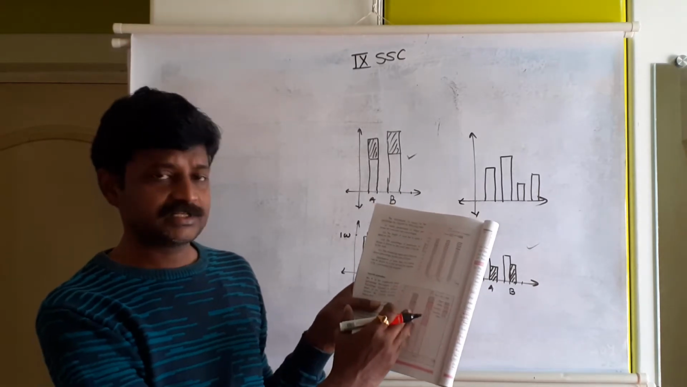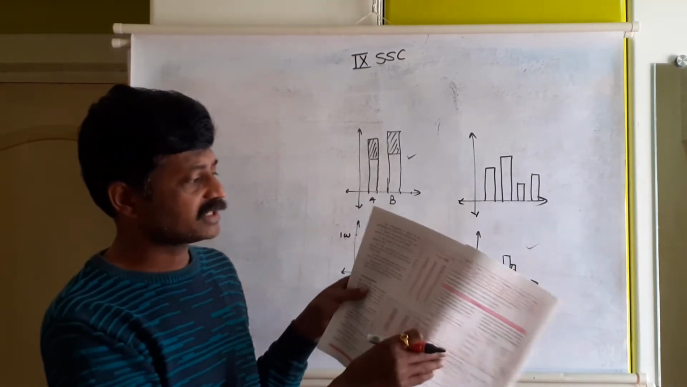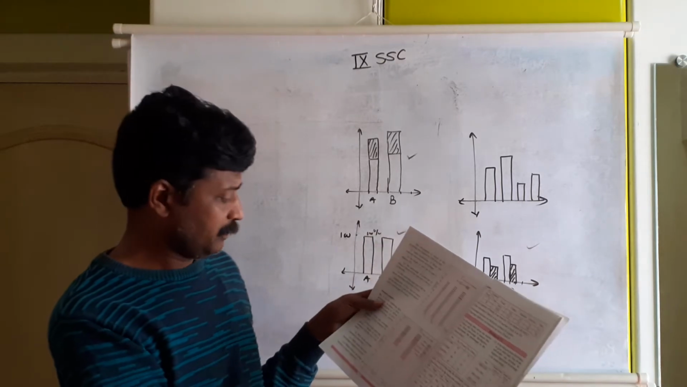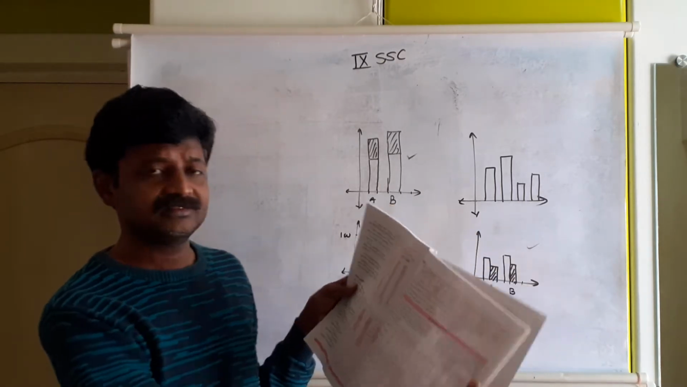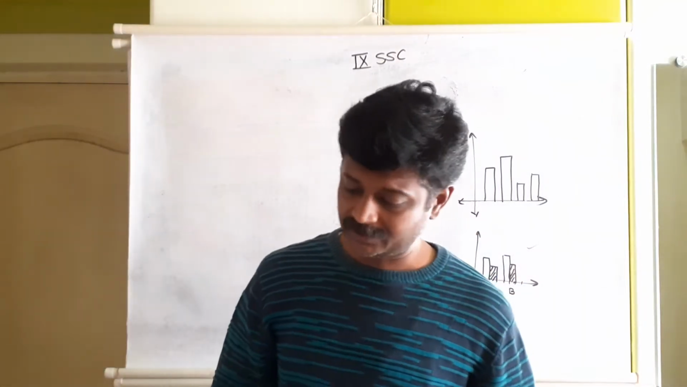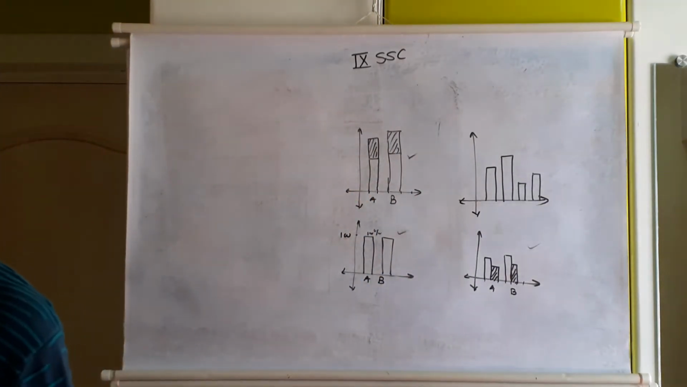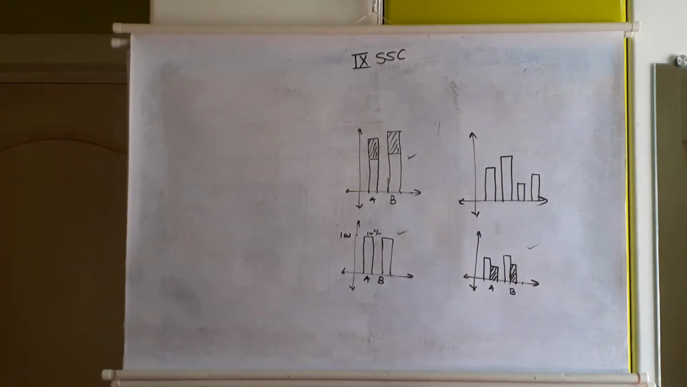That is also a percentage bar graph. Based on this, question answers are there. Based on this some questions are asked, and that is shown on the next page. So these are the 4 types of bar graphs for your study: simple bar graph, joint bar graph, subdivided bar graph, and percentage bar graph.